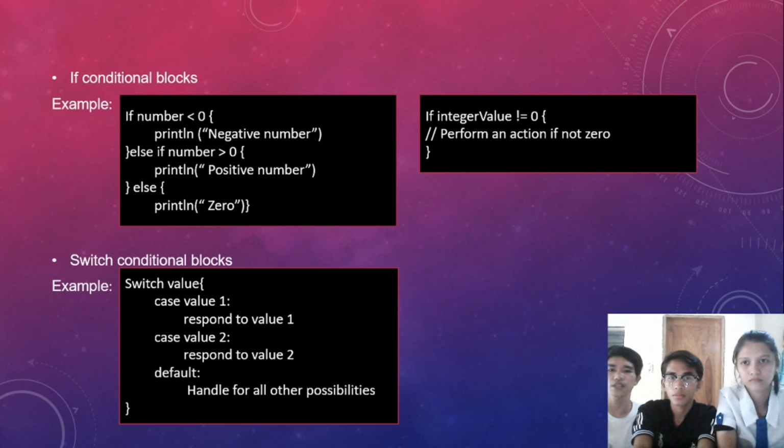And then the switch conditional block example, here is the syntax: switch value, and then case value 1, respond to the value 1, then next is case value 2, then here is the response to the value 2, default, then handle all the other possibilities.